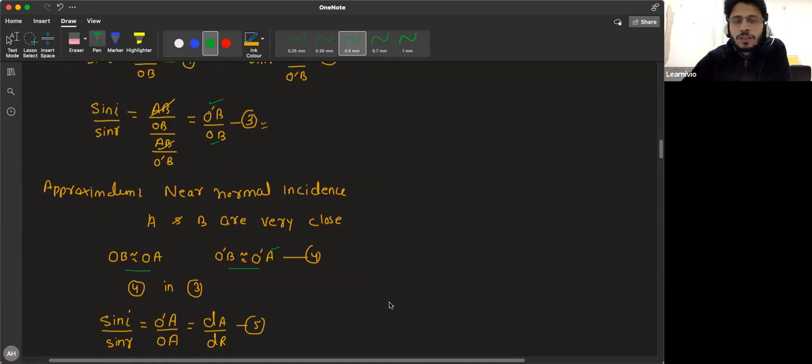Yashika, just use Snell's law here and just tell me what is sin i by sin r. Use Snell's law in terms of refractive indices. Yashika.